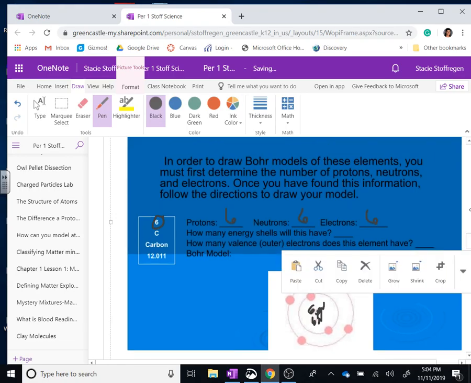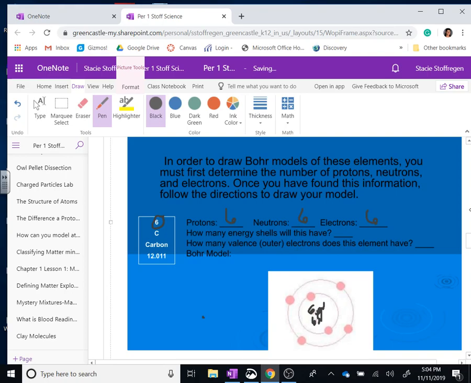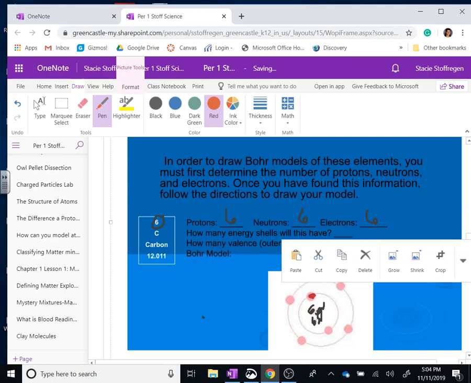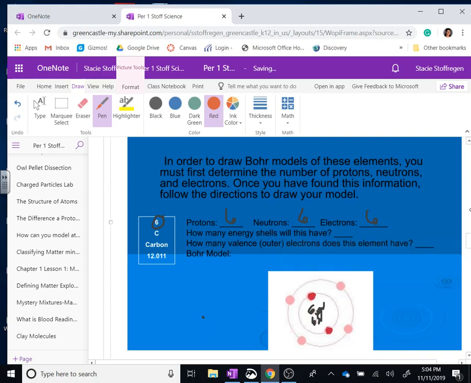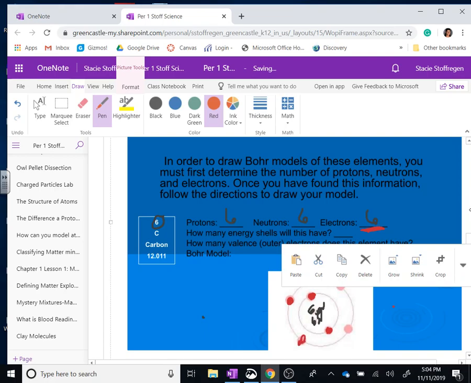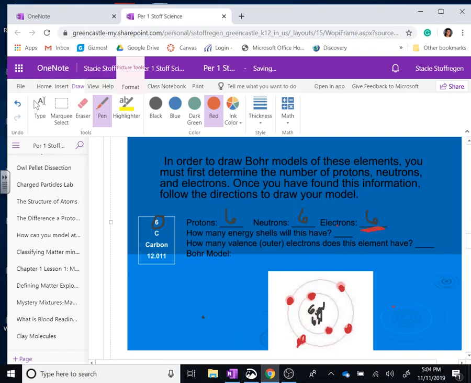Okay. Then it says, how many energy shells will we have? Well, if we're going to be putting 1, 2, that's in the first shell. And if we have to have 6 total electrons, then we're going to be putting 4 in the next shell. So that means we're going to have 2 energy levels. And it says, how many valence or outer electrons does this element have? The outer ones, which are on the outermost layer, so there's 1, 2, 3, 4.